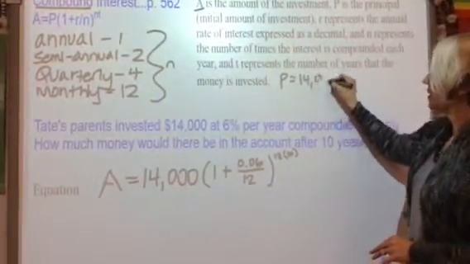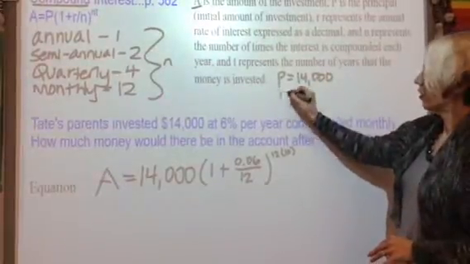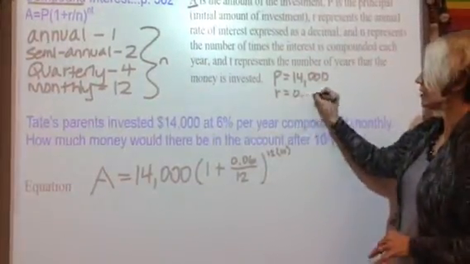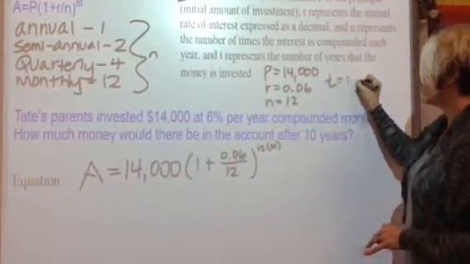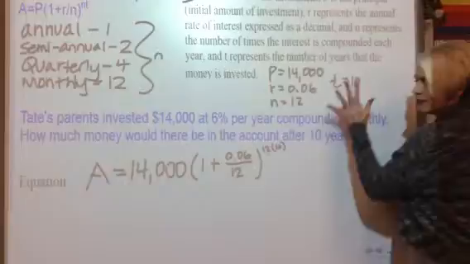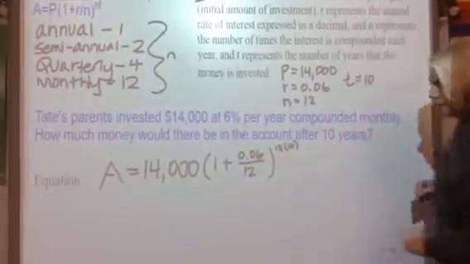I did not identify all of the parts here, so let me do that for those of you that are struggling here. The P is 14,000, the R as a decimal is 0.06, the N, because it's compounded monthly, is 12, and the T for time is 10 years. So these values are what I plugged into that formula.